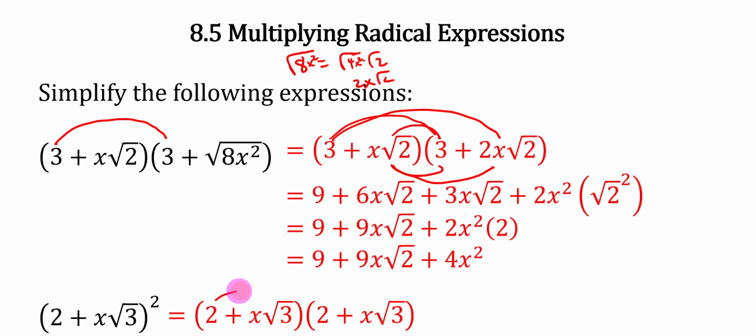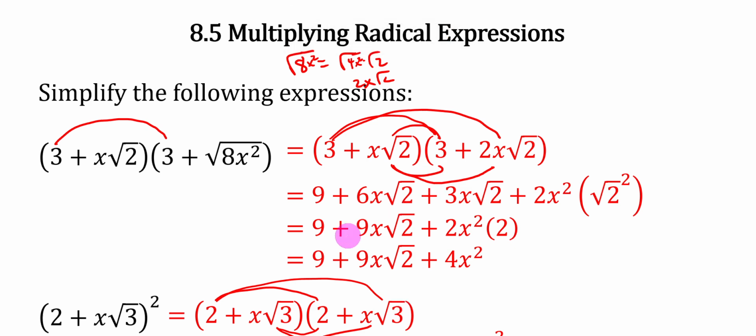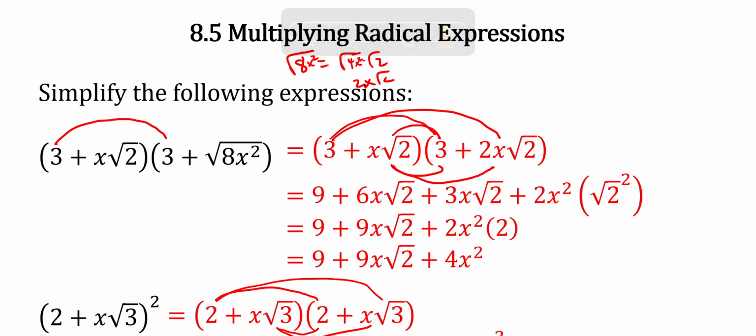Okay, 2 times 2 is 4, 2x square root of 3, 2x square root of 3, and then this is going to become 3x squared. The x's multiplied together give us x squared. Square root of 3 times square root of 3 is going to give us 3, but we'll work it out. So I just combine these two and get 4x square root of 3, and this is just going to become 3x squared. All right, there it is. Good luck.